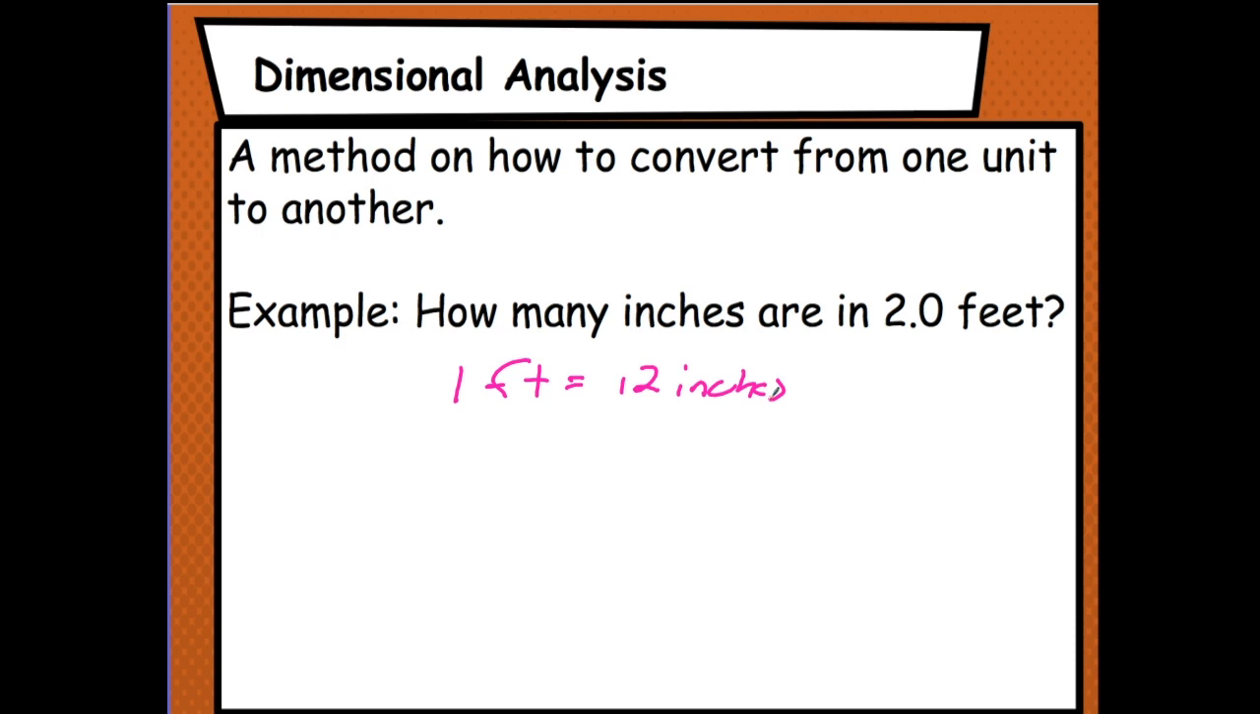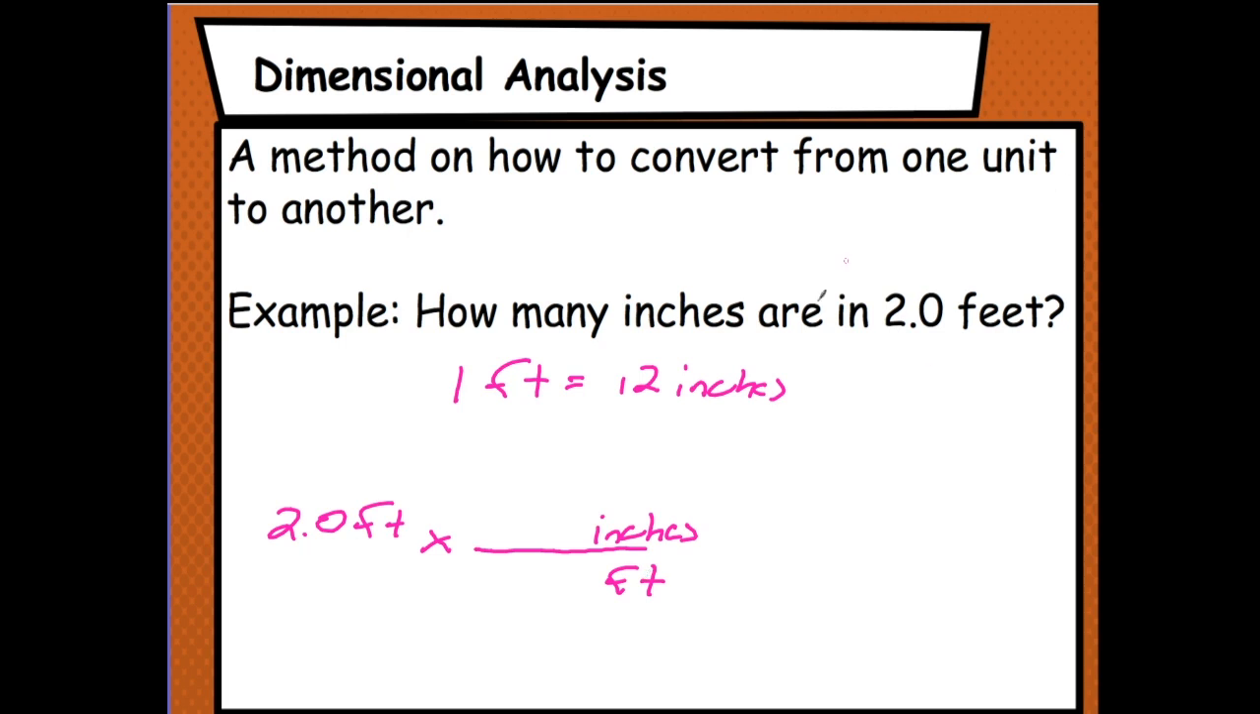I'm sure some of you have thought about it in your head already, but there is a system that we set up so that we can convert any number. The way we do it is this. I will write my given, 2.0 feet. I'm going to multiply by a fraction bar. Now this fraction bar will be populated by my numbers and my units. Since I'm looking for inches, my inches will be on top of the fraction bar. And since I'm given feet, my feet will be in the bottom of the fraction bar.